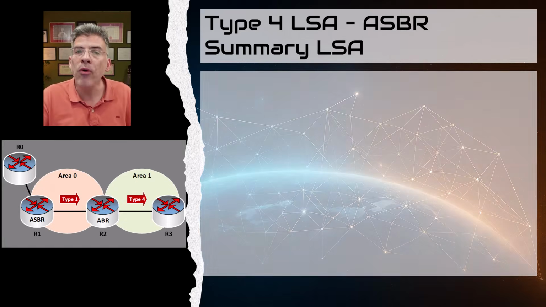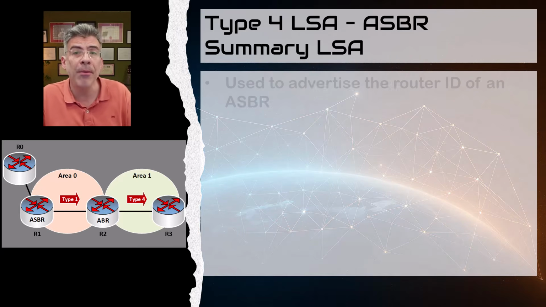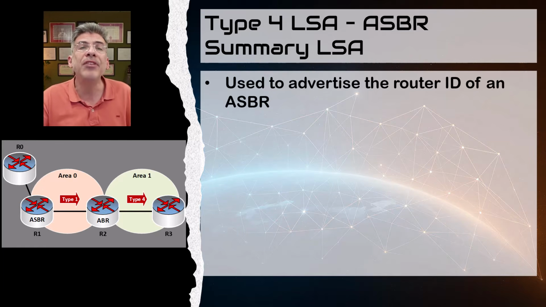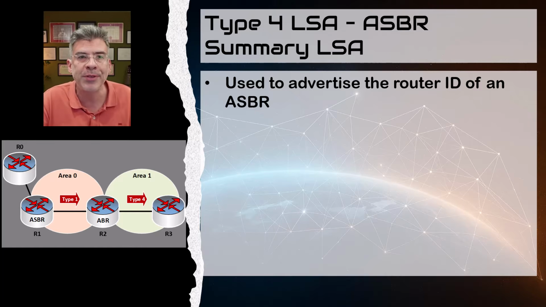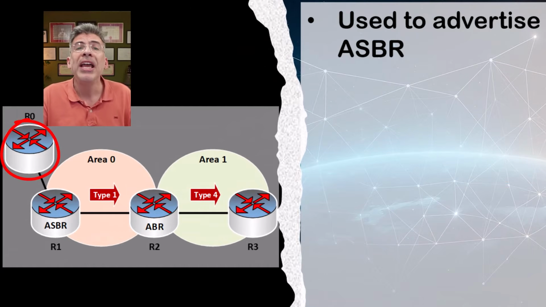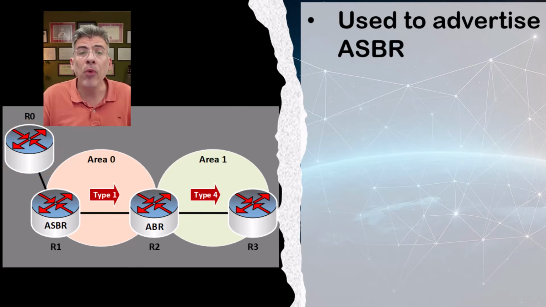Now, a Type 4 LSA, or an ASBR summary LSA, is used to advertise the router ID of the Autonomous System Boundary Router, or the ASBR. An ASBR is an OSPF router that has interfaces connected to a network outside of the OSPF routing domain. For example, this particular router here, R0, is outside of the OSPF routing domain, and it may inform R1 of routes using another routing protocol, such as EIGRP or BGP.